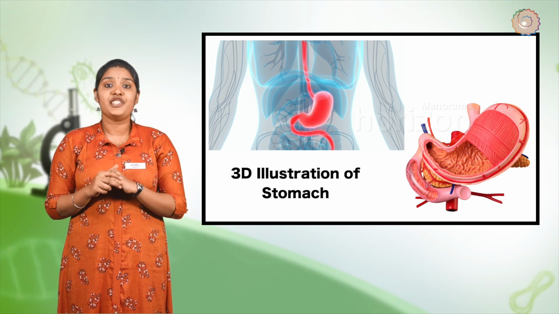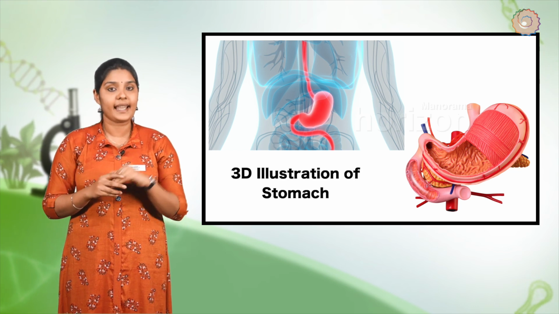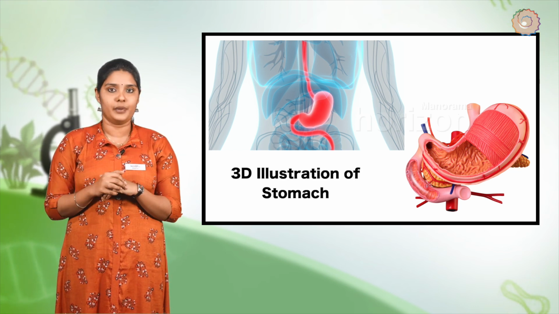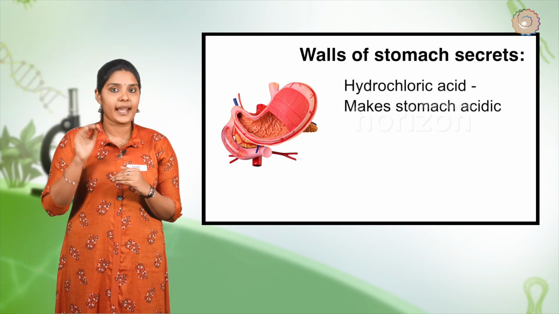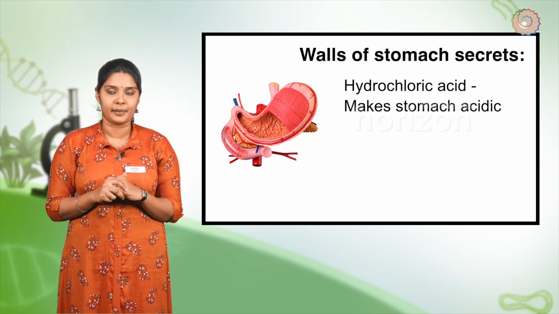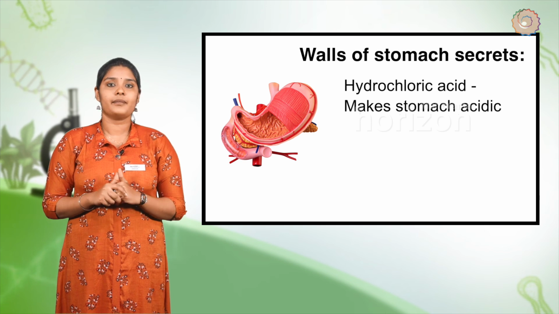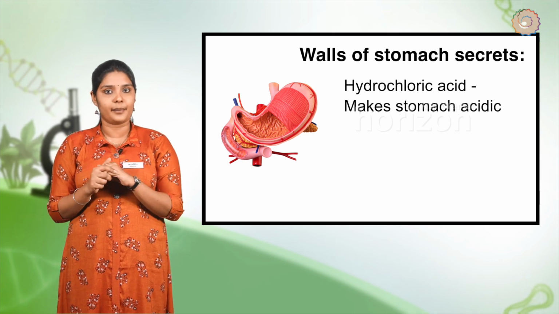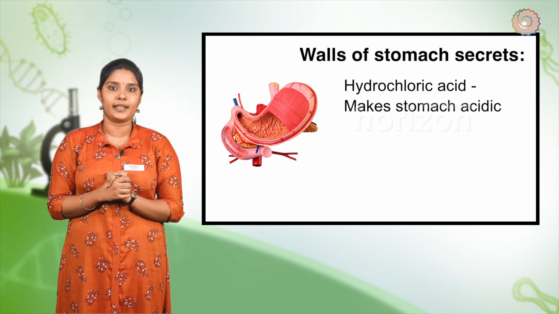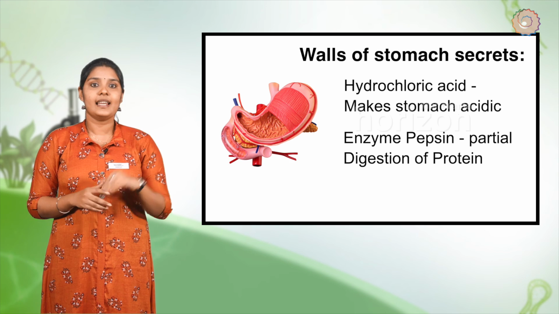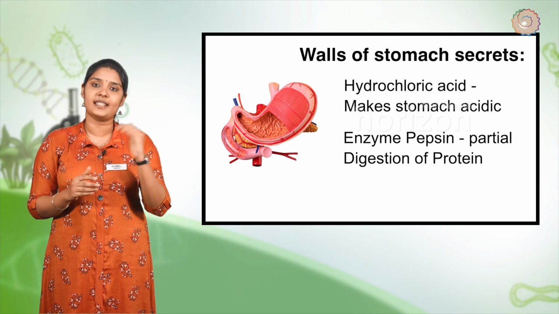Stomach is a wide, J-shaped bag-like organ. Highly muscular walls of the stomach help in churning of the food. The walls of the stomach secrete hydrochloric acid. It makes an acidic medium inside the stomach. The acidic medium is necessary for the gastric enzymes to work. The acids present in the stomach break down the food and kill the bacteria present in the food particles. The enzyme pepsin secreted by the walls of stomach does the partial digestion of proteins in the food.